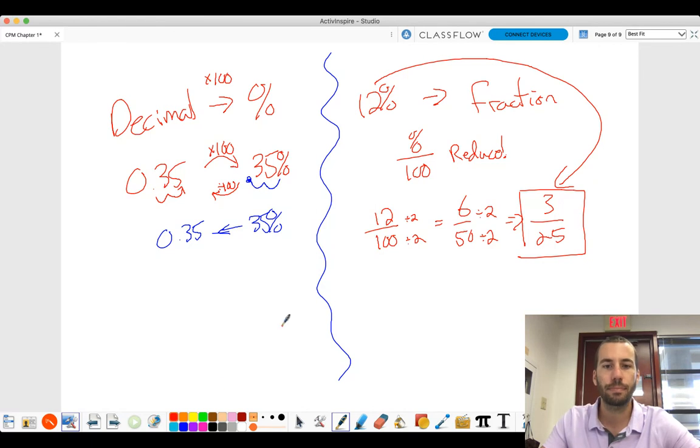Okay. Now, the last little one that I want to go through is how to get from a fraction, like let's say 3 over 7, into a decimal.